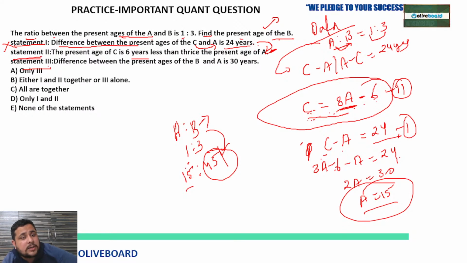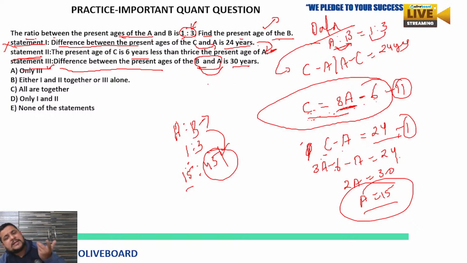Now we will check the third one. The difference between the ages of B and A is 30 years. So here the direct data is given between B and A. And one thing we already know about B and A, that is given at the start: 1 is to 3, their age ratio. And their age difference is also given, that is 30 years.